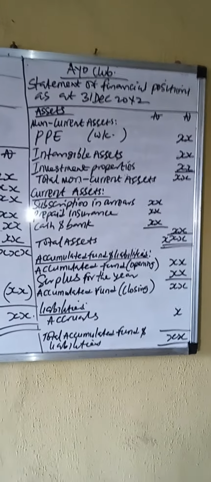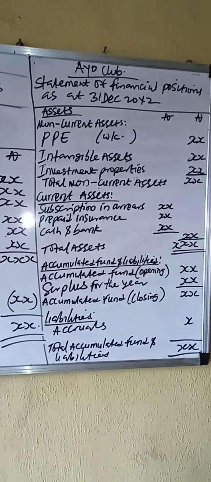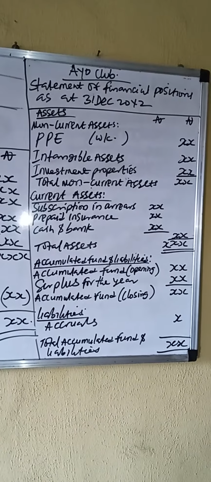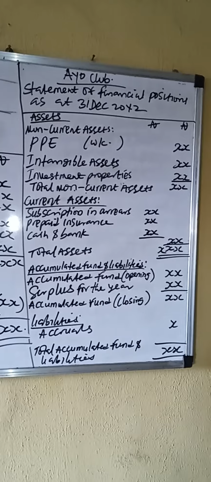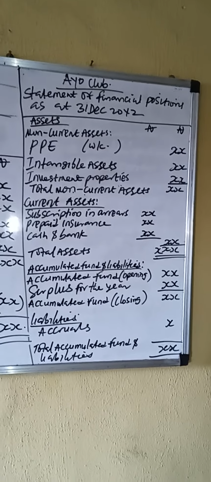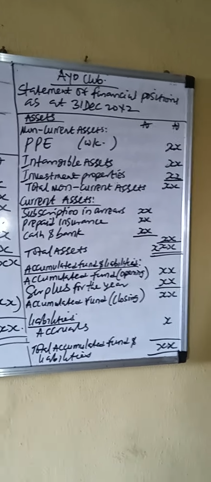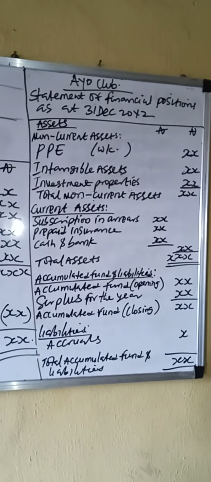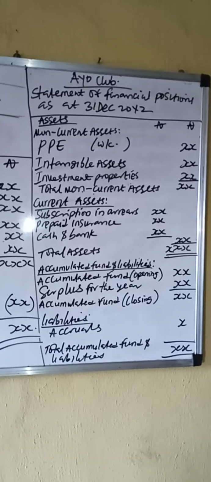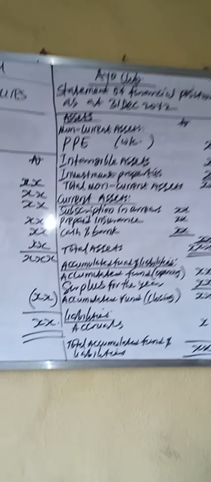All right. The last format here, which helps everyone practicing accounting in a non-profit making organization to work excellently, is the statement of financial position. And this statement looks normal, like the approved statement for normal business. It used to be called balance sheet. So we call it statement of financial position.